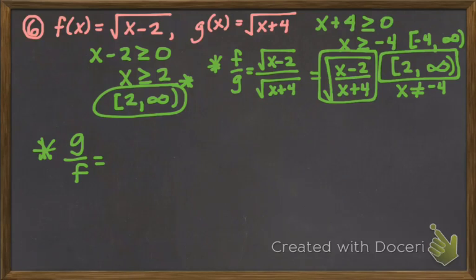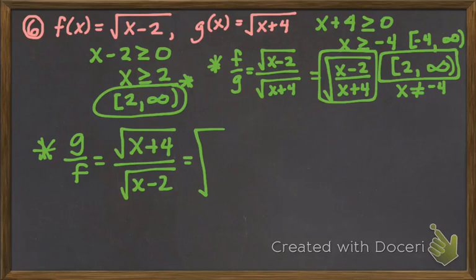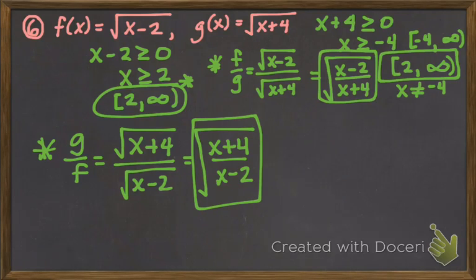So now the only difference is that we're going to have the x plus 4 on the top and the square root of x minus 2 on the bottom, which again we can simplify into one radical with x plus 4 over x minus 2 on the inside. And that's as simplified as we can get, but now we need our domain.